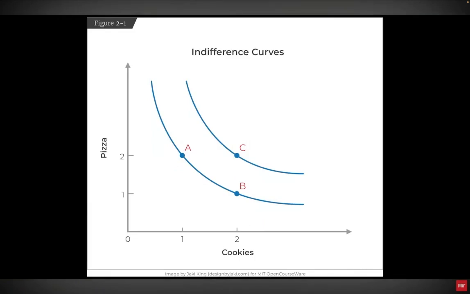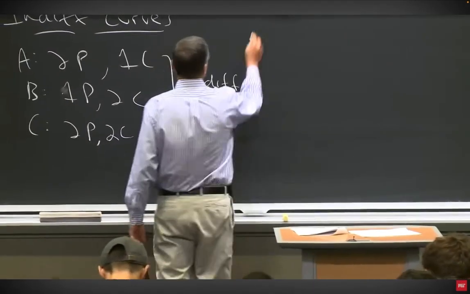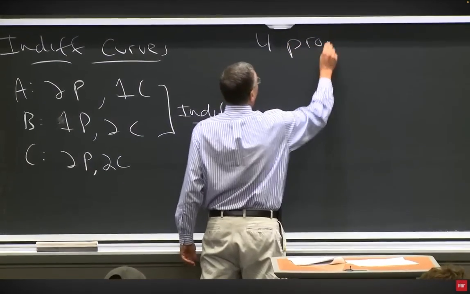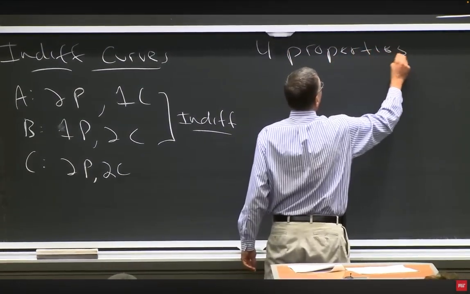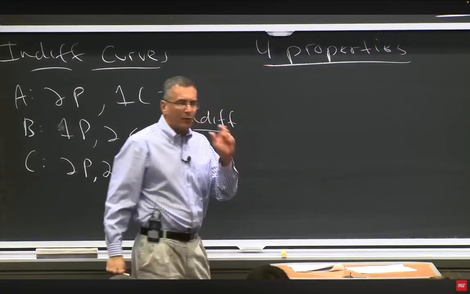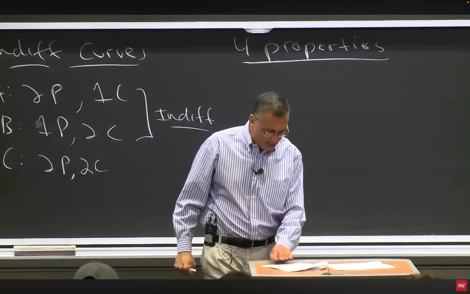And these indifference curves are going to have 4 properties that follow naturally from this. It's really 3.5. The third and fourth are really pretty much the same, but I like to write them out as 4.